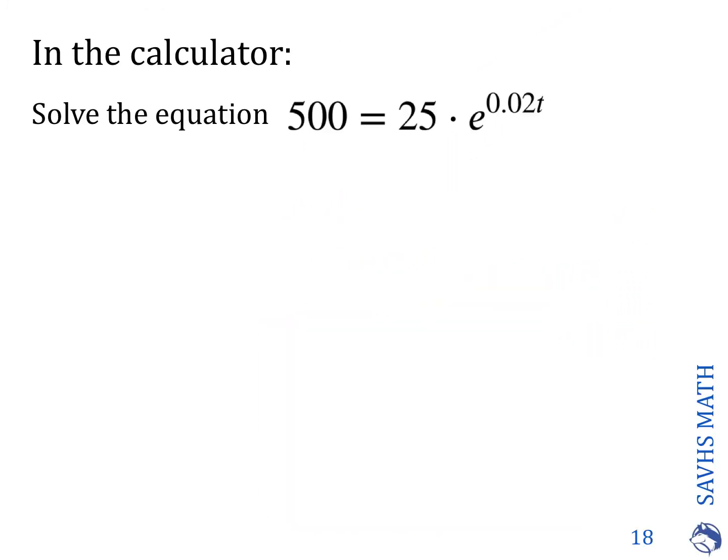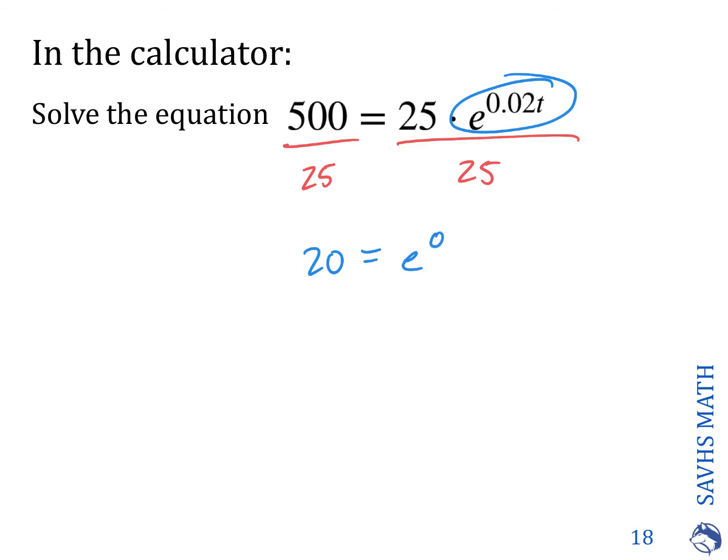Let's just do one more of these. I'm going to divide both sides by 25 first. This is a good first step always, because we want to get this stuff by itself, because this is what I know how to rewrite with a log. So 500 divided by 25 is 20, so I get 20 equals e to the 0.02t.